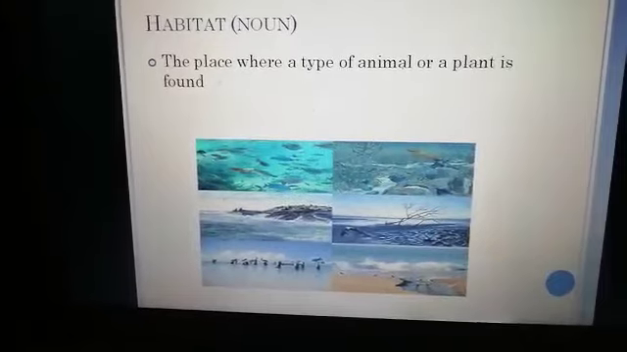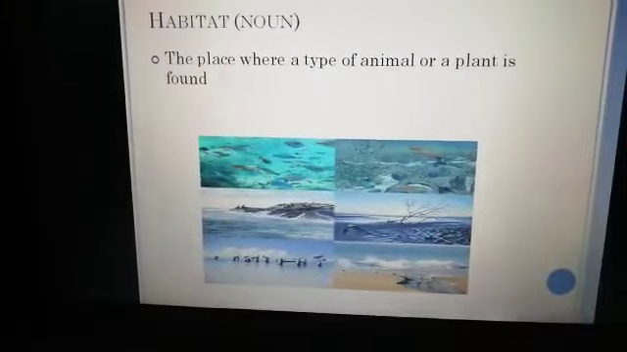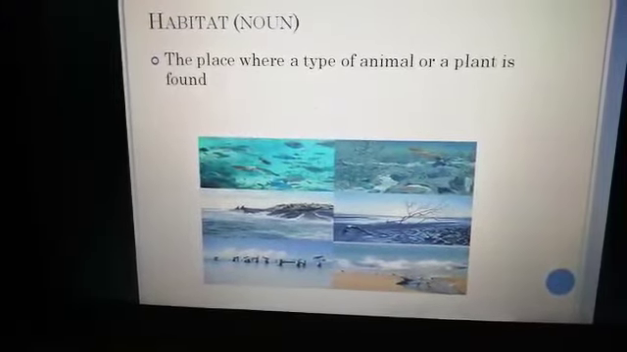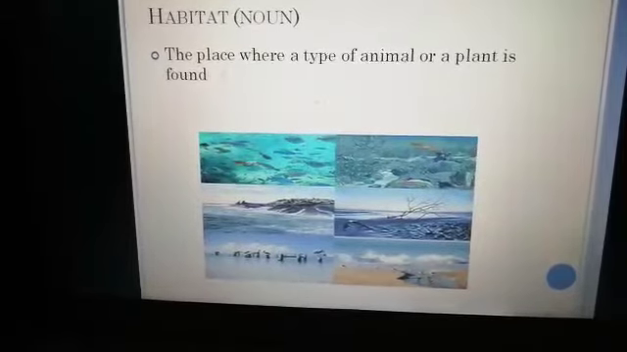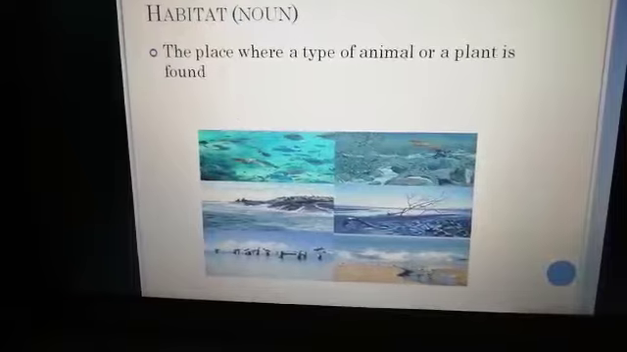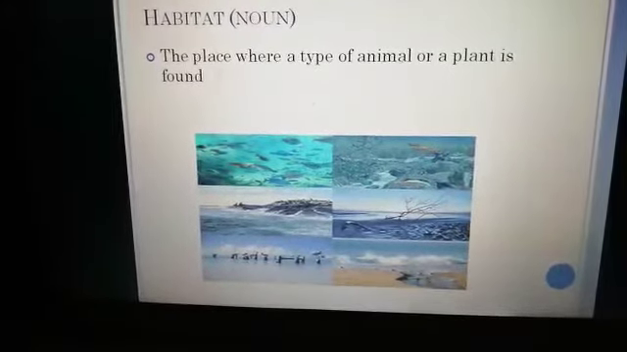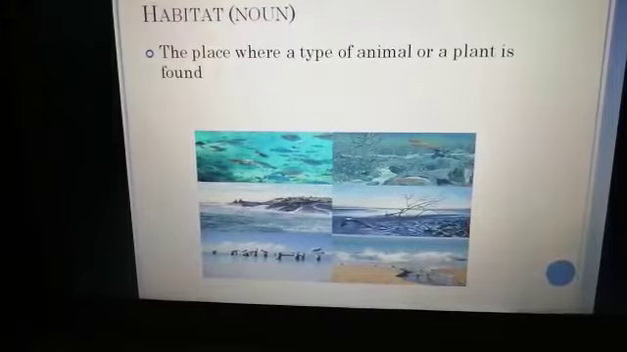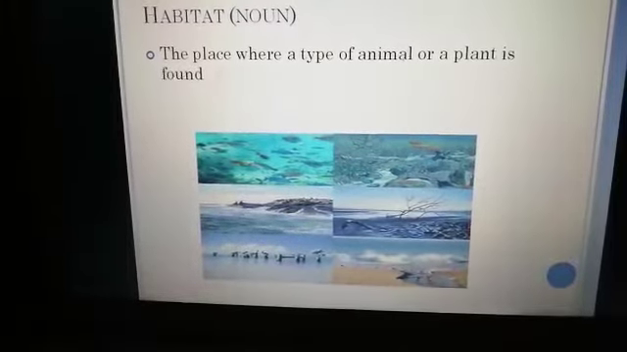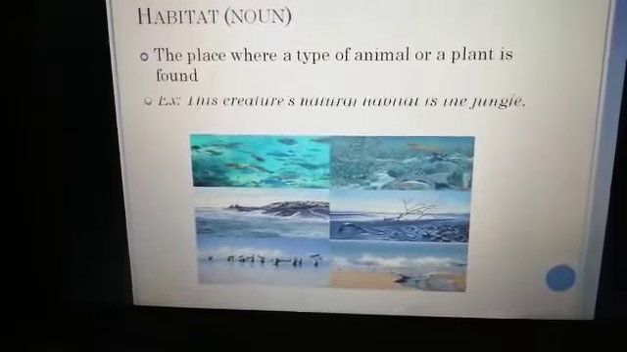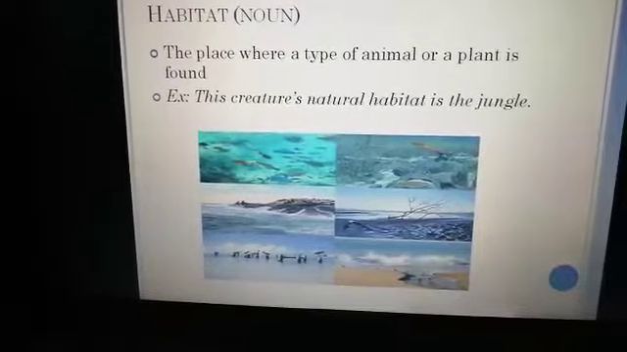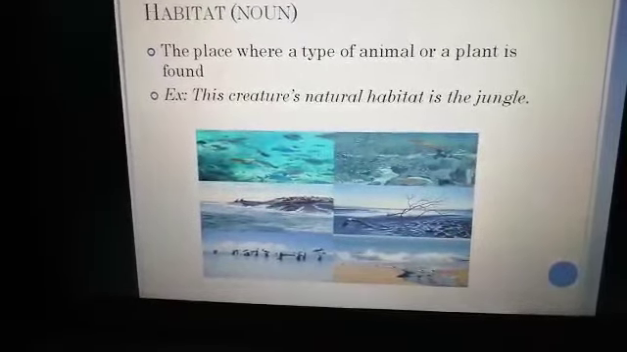Habitat, it's a noun and it means the place where a type of animal or a plant is found. As you can see, different types of habitats. For example, this creature's natural habitat is the jungle.